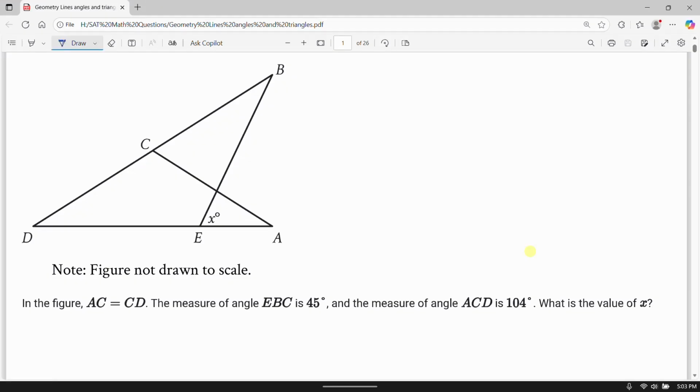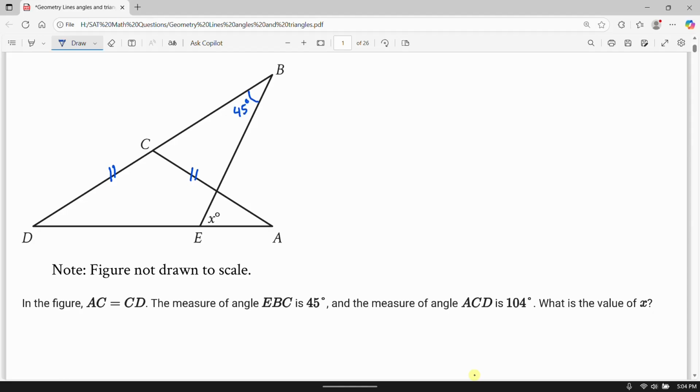So they say AC is congruent to CD, or equal to CD. So AC is congruent to CD. I use those two tick marks to show that they have the same length. The angle EBC: follow three letters for an angle, start from E to B to C. So they say this angle is 45.